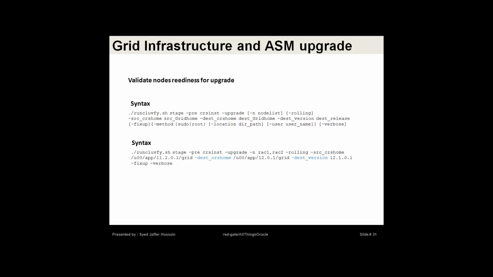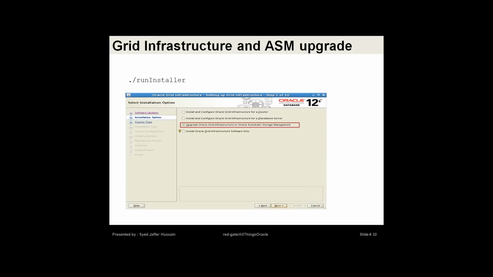There is a slight modification in validating the readiness for upgrade compared to 11g release 2 and 12c release 1. You have to specify the destination CRS home and the destination version of your new release. For example, my existing environment is 11.2.0.1 and I specify my destination home and destination version. After you go through the list, if you see everything is okay, you're good to go and you start your upgrade. If there are any important warning messages or serious errors, then you need to address them before you go with the upgrade process.